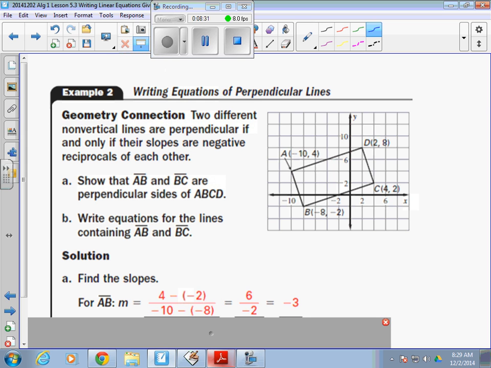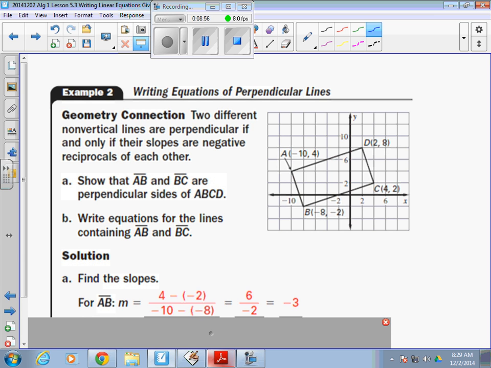Example number 2 is writing equations of perpendicular lines. First thing you want to do is show that AB and BC are perpendicular lines of ABCD. In order to do that, remember, perpendicular lines, as I explained right before we started this, have slopes that are negative reciprocals of each other. Reciprocal is a fancy word that means flip it. Negative means they're opposites: one's going to be positive, one's going to be negative.